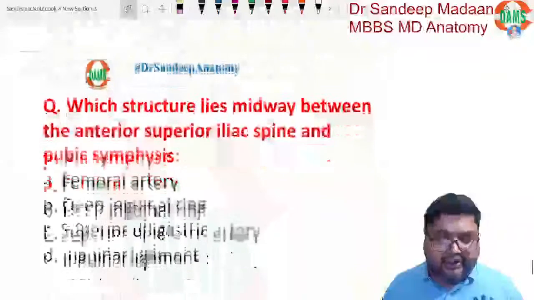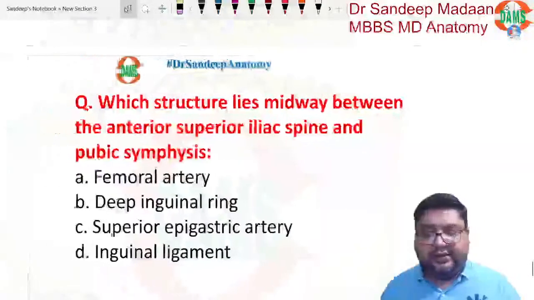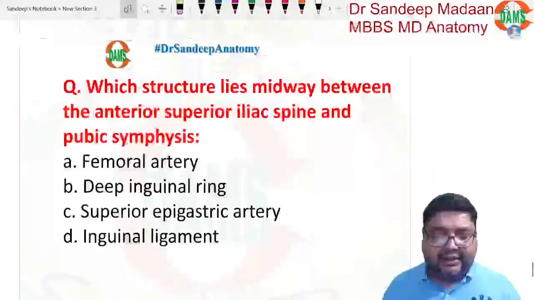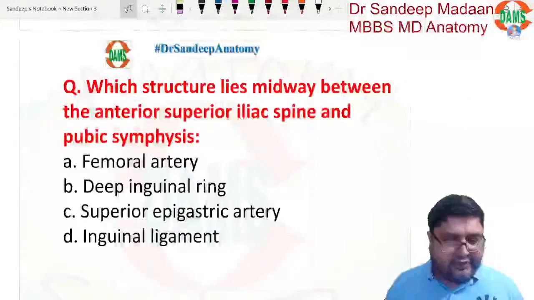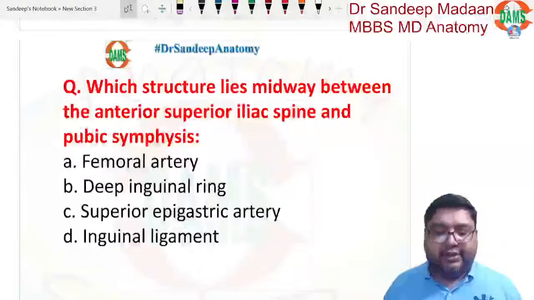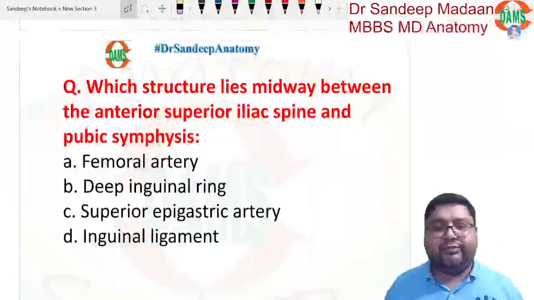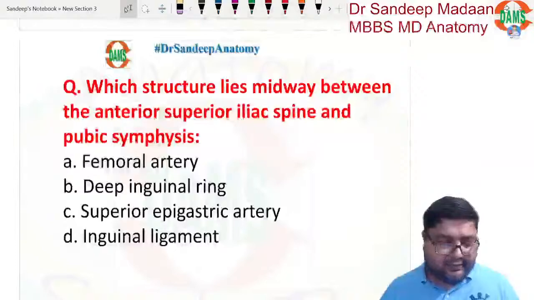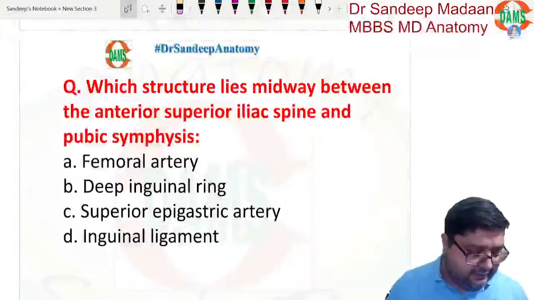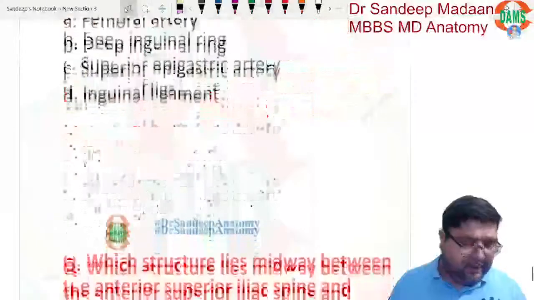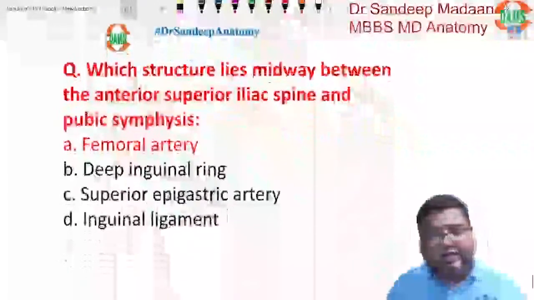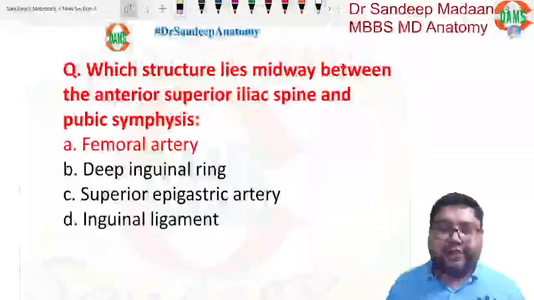Now let us discuss this question. Which structure lies midway between the ASIS and pubic symphysis? That will be the femoral artery, and this is very, very important for us from the clinical point of view.